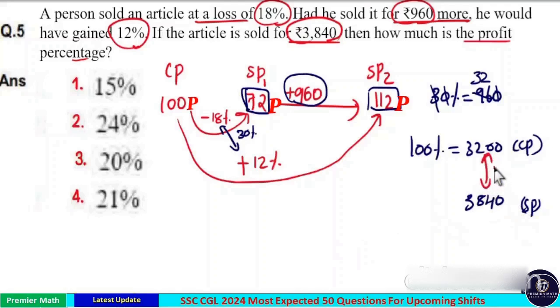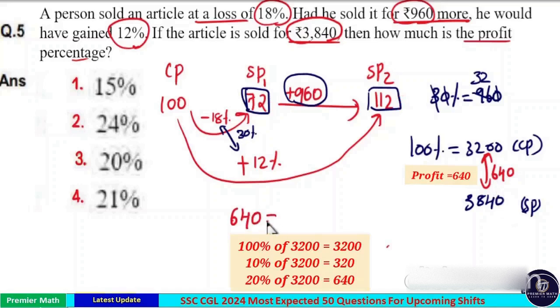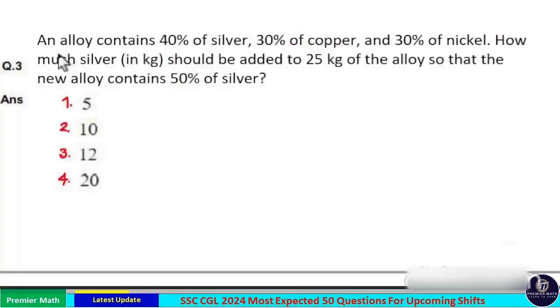Difference between sell price and cost price is 640 rupees. So the 640 is 20% of 3200. So option 3 is your answer. Profit percentage is 20%.